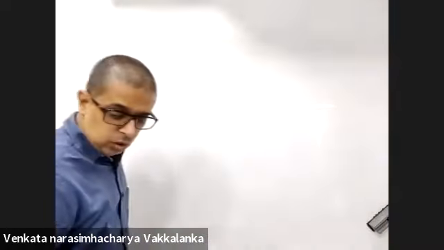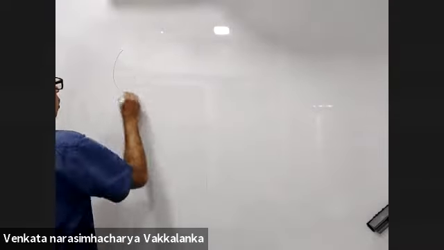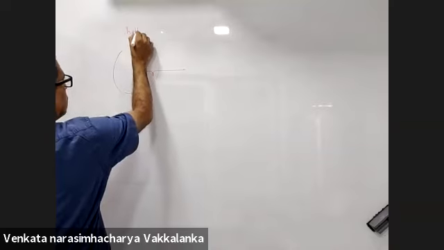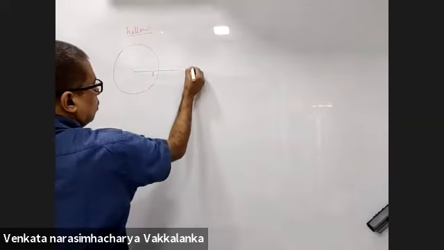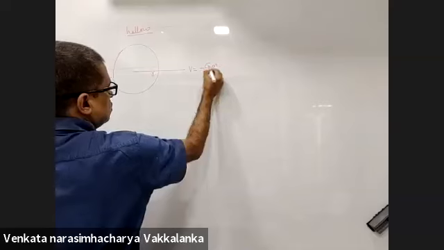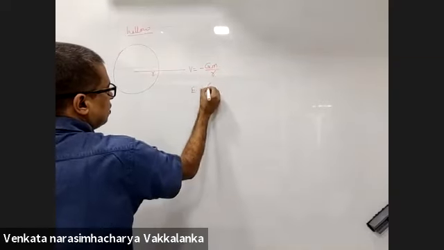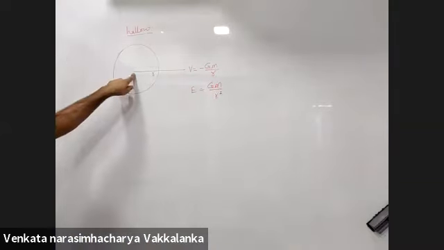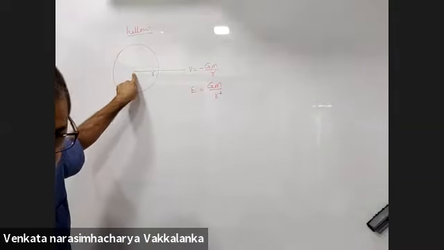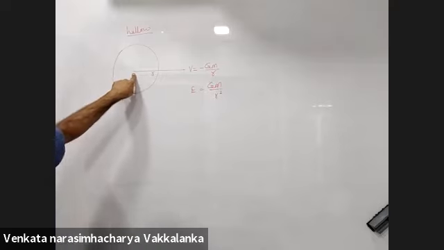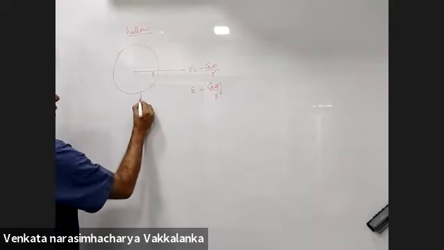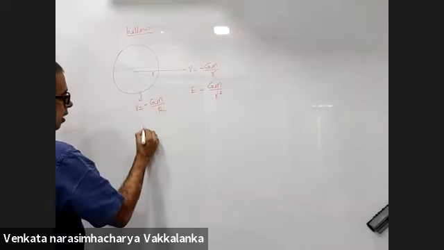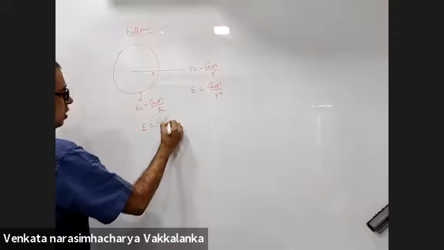First, let me summarize hollow and solid sphere. Hollow sphere. What is the potential here? Minus Gm by small r. What is the field here? Gm by r squared. For any external point, the whole mass of the shell will appear to be concentrated at the center. On the surface, potential is minus Gm by capital R. Field is Gm by R squared.